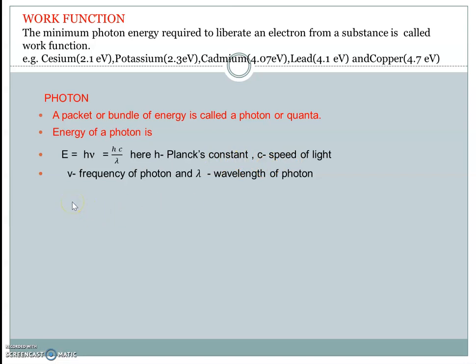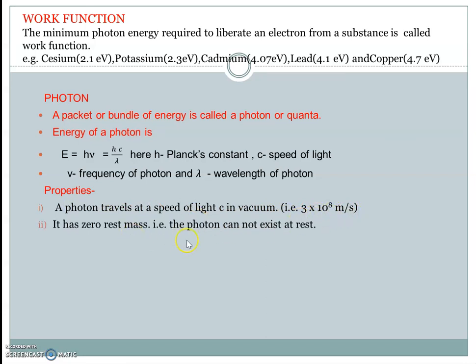Now we will discuss some properties of photon which are in front of your screen. This is the speed by which it travels. It is speed of light. Zero rest mass, it means it cannot exist at rest. Dynamic mass, it can be given by using Einstein's mass energy relation. m will be equals to E upon c square, c is speed of light in vacuum. And this relation can be rewritten in terms of Planck constant, that is h over c lambda.